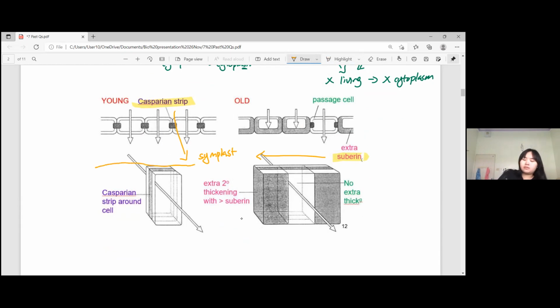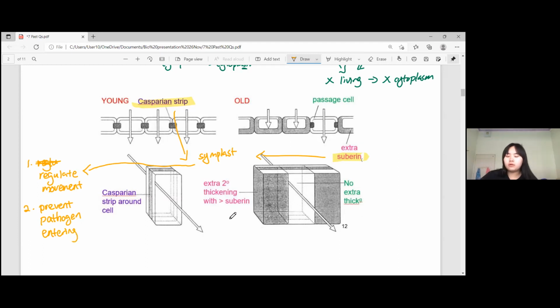So what is the purpose for this? So the first one is to regulate the movement of water and solute into the xylem vessel. And the second one is to prevent toxic substances and pathogens from entering the xylem tissue, the xylem vessel.